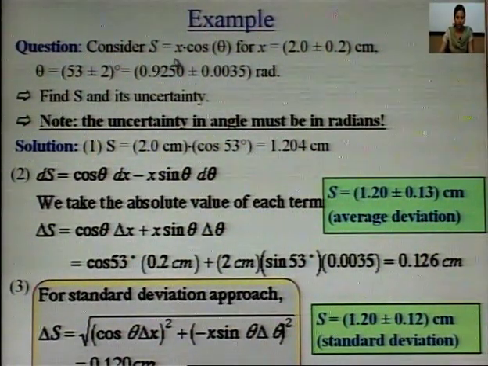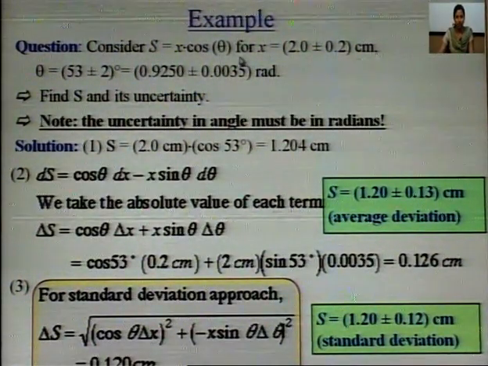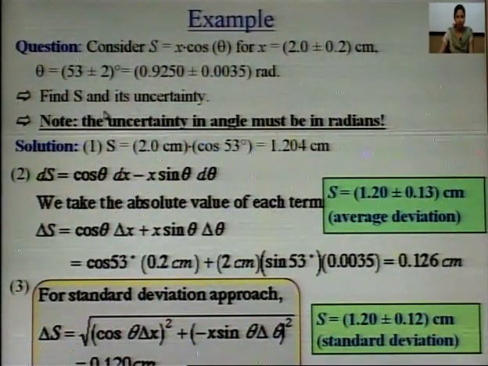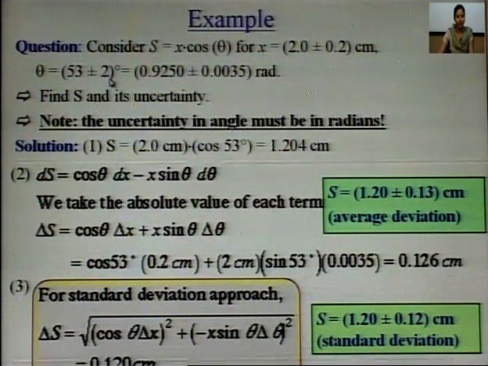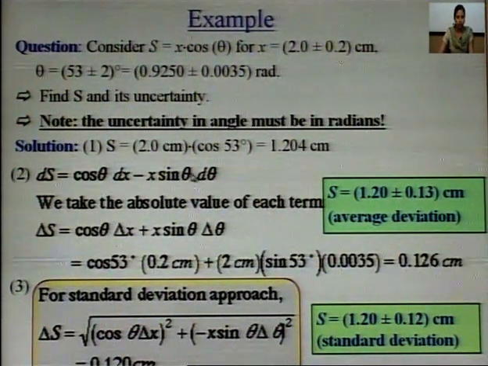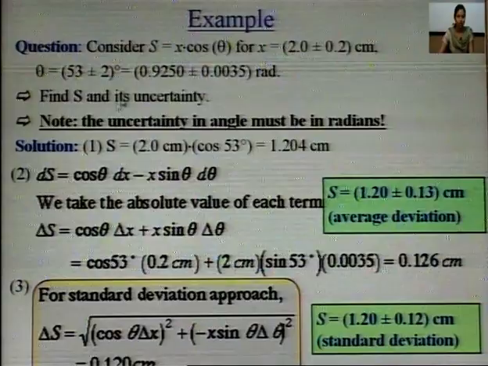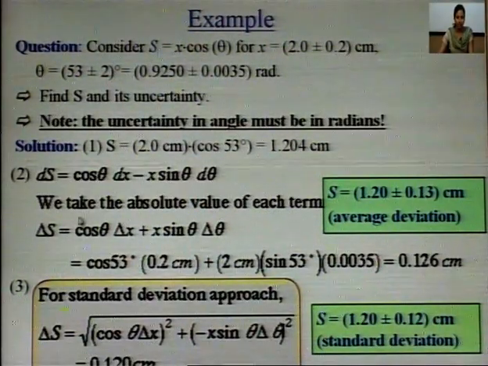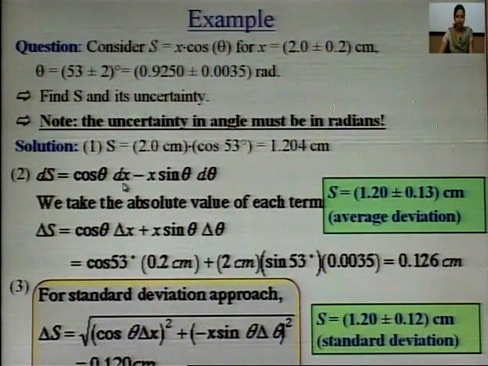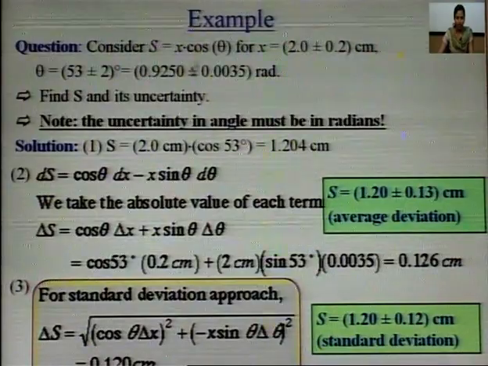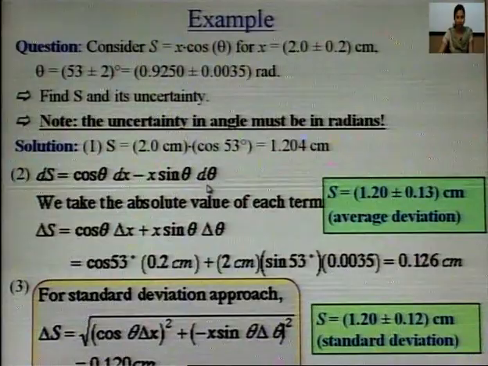Next we take the second method for the measurement of the same example. S is equal to x cos theta, x is 2 plus minus 0.2, angle is 53 plus minus 2, same numerical but with a different method. Here we use the method of differentiation instead of the simple method. If we take the differentiation, it comes out to be dS is equal to dx cos theta as it is, plus x into the differentiation of cos theta, which is minus sin theta into d theta.